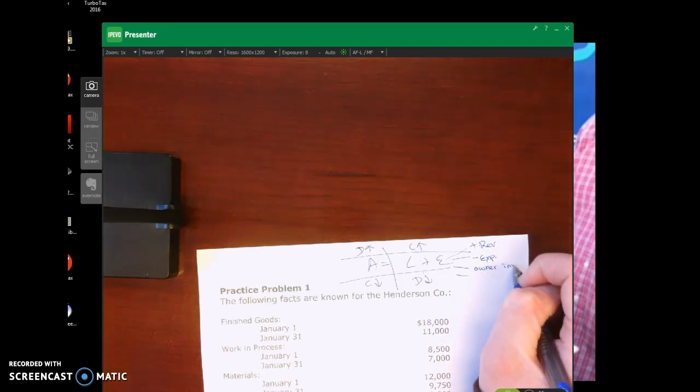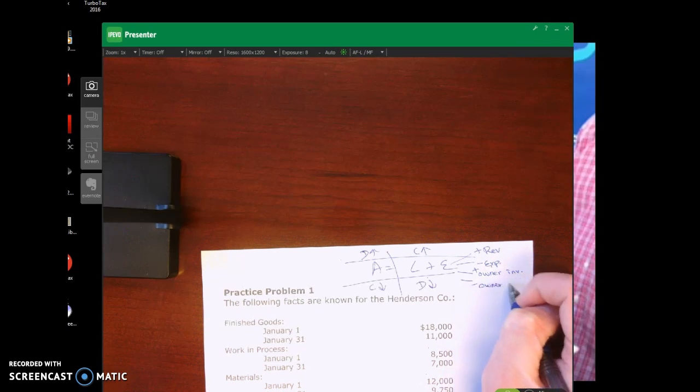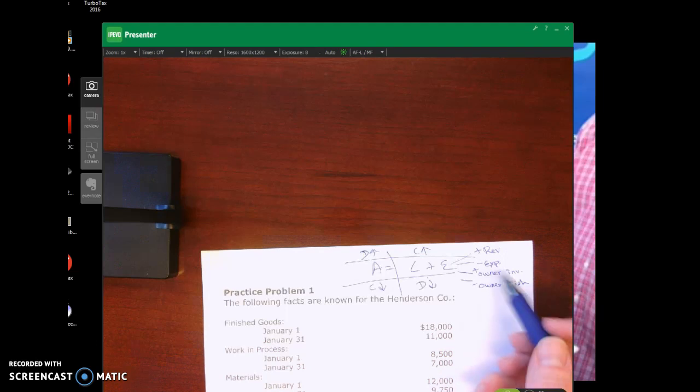Okay, owner investment increases equity, and then we can say owner withdrawals decrease equity. That's why expenses are recognized with a debit. That's why owner's withdrawals are recognized with a debit. That's why revenues are recognized with a credit, and that's why owner investment is recognized with a credit.